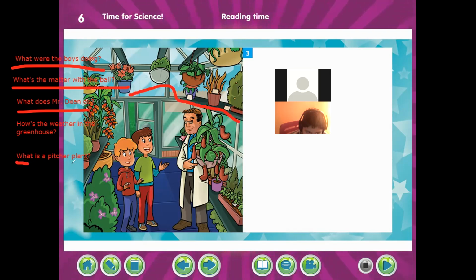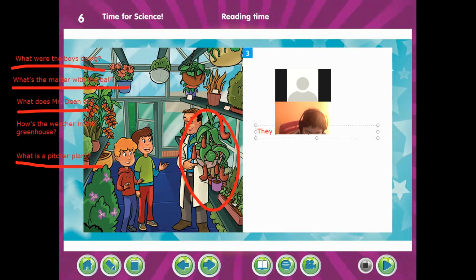And to finish, what is a pitcher plant? Tell me, Alexia, what is? They are the plants that hit insects. Excellent. Yes, they are plants that, remember this, that eat insects. In other words, they are carnivorous plants.